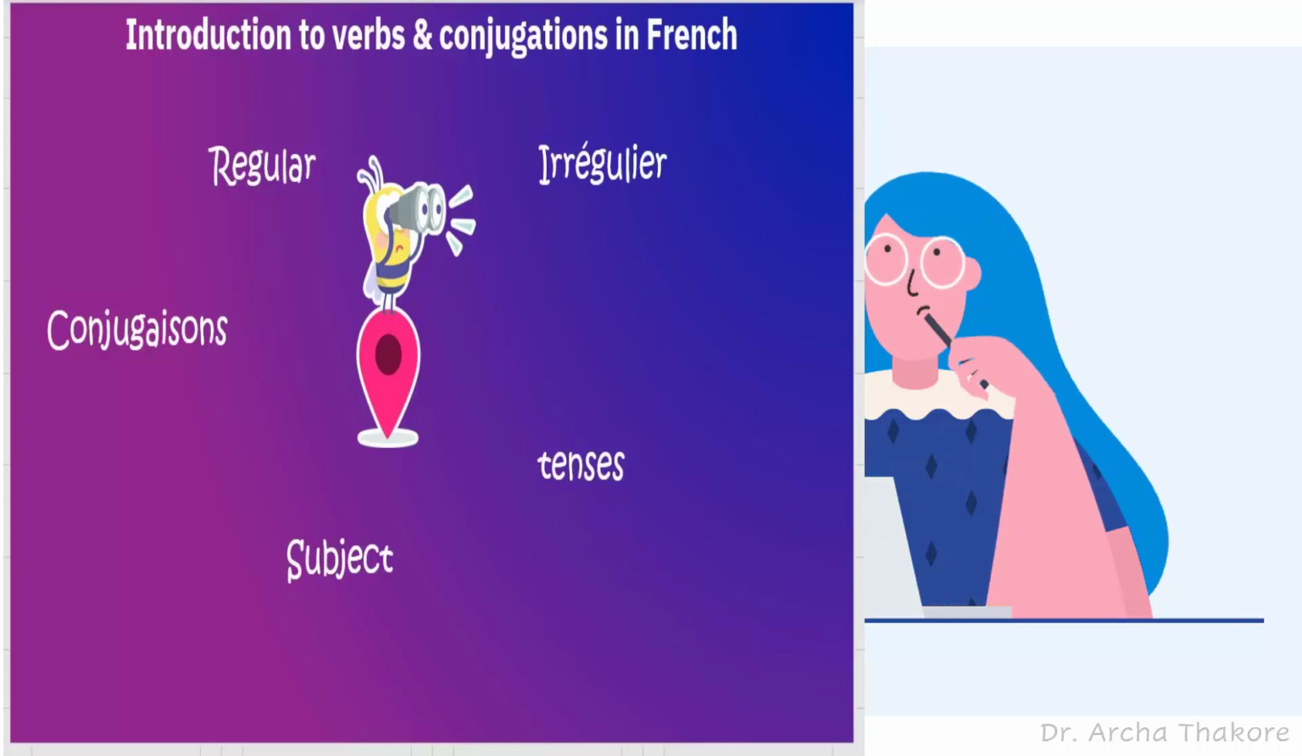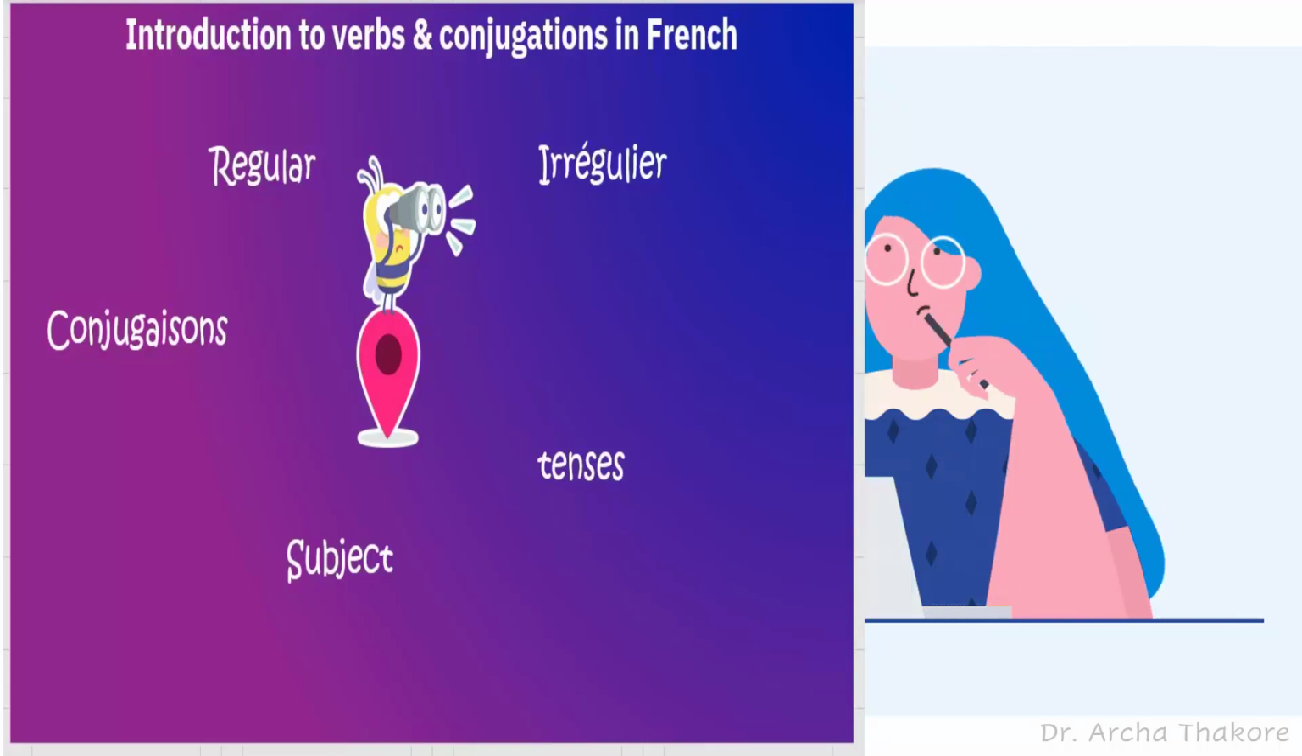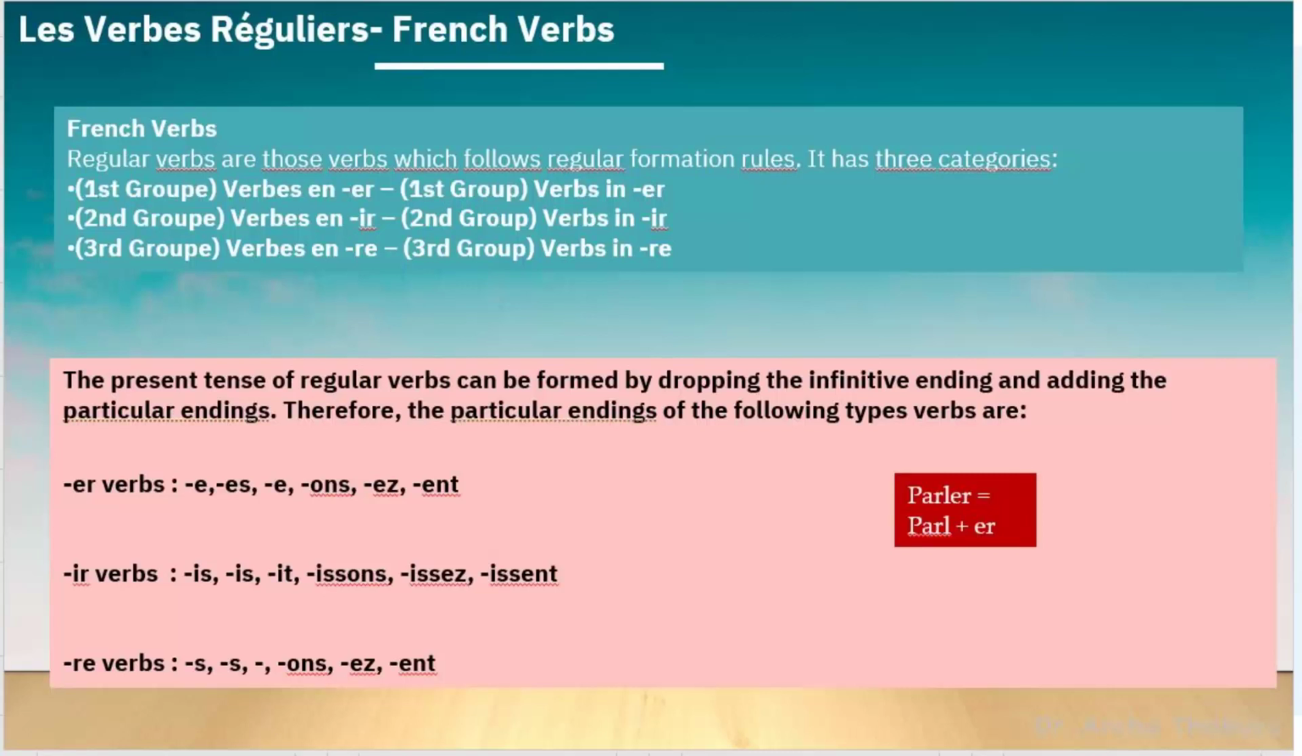Those that can be changed into past by adding ed are called regular verbs. Same way, in French we have regular and irregular verbs. In this section we will just focus on the regular verbs. So this is the logic that I was talking about. Les verbes réguliers, regular French verbs. There are irregular verbs which do not follow a fixed pattern of conjugation.